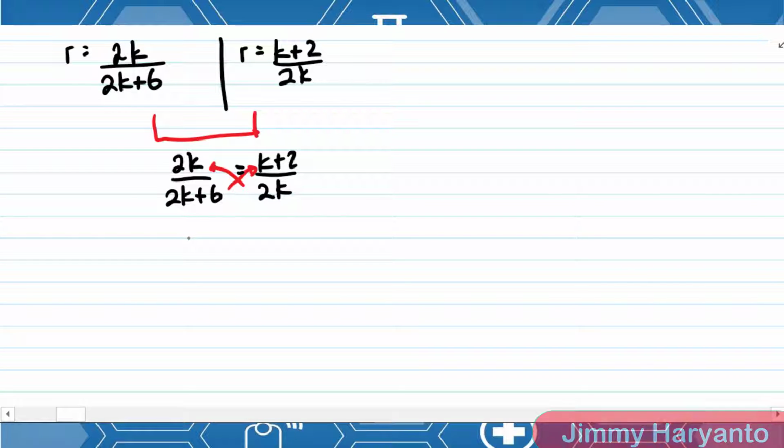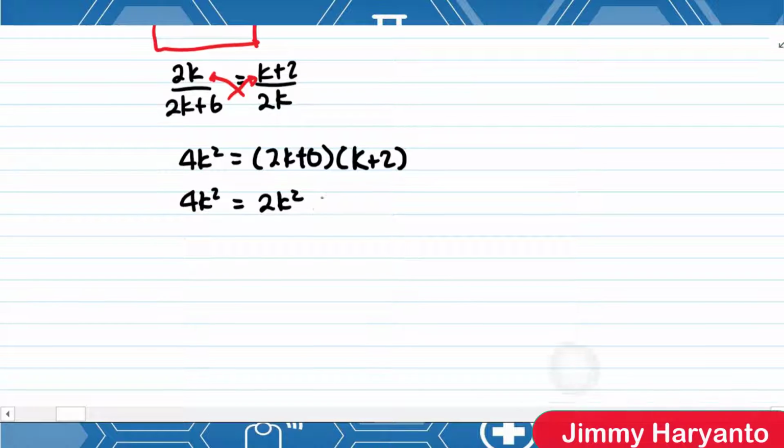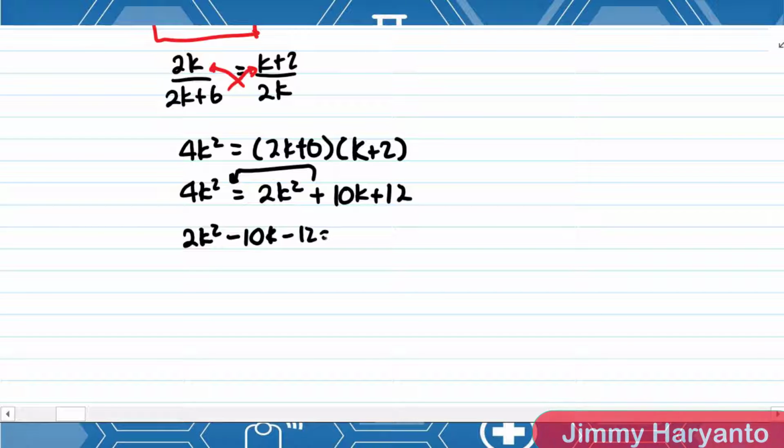2k plus 2 times 2k equals 4k squared, equals 2k plus 6 times k plus 2. Okay, and then we have to expand. It will become 2k squared, and then plus 6k plus 4k is 10k, plus 12. And then move all of them to the left. It will become 2k squared minus 10k minus 12 equals 0.